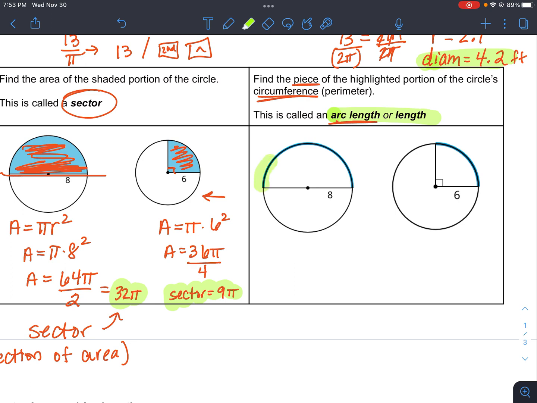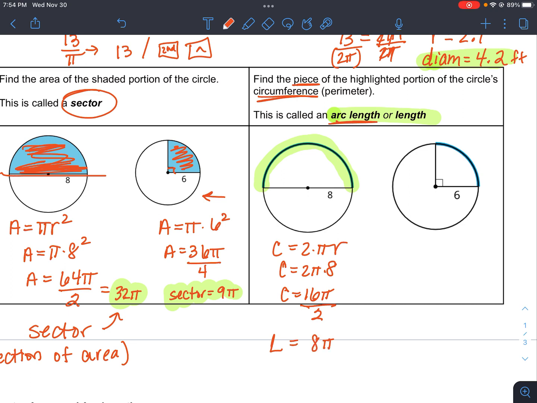And on this it is highlighted. I know it's a little harder to see on your paper. You just want a part of the perimeter or a part of the circumference. So if you start off with the whole circumference and plug in your 8, then you get 16 pi. Well, if I only want part of it, I divide by 2, and this is actually referred to as the arc length.